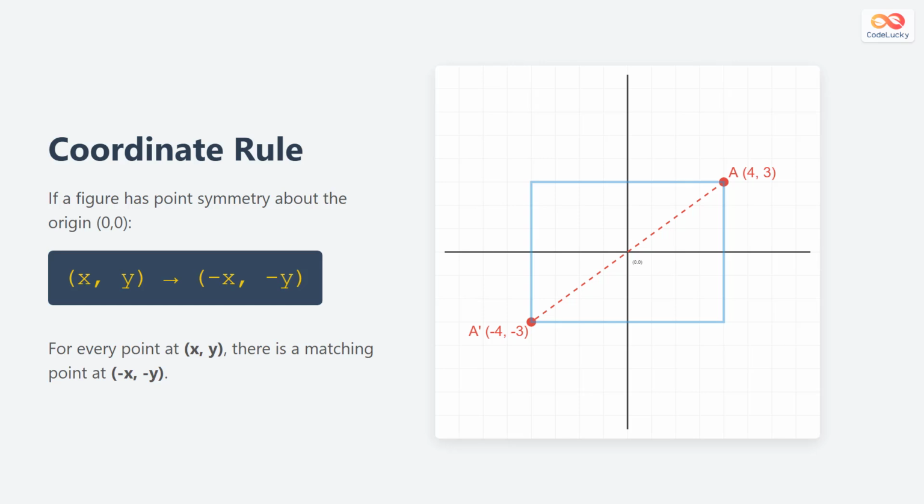In coordinate geometry, if a figure is symmetric about the origin, (0, 0), there is a simple rule. For every point with coordinates x and y, there must be a corresponding point at negative x and negative y. This means (4, 3) would have a matching point at (-4, -3).